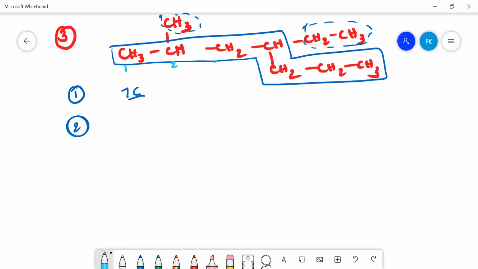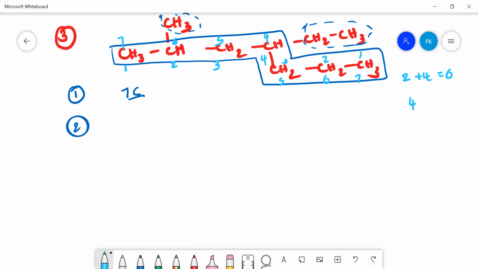1, 2, 3, 4, 5, 6, 7. So in this case, what is the value, students? 2 plus 4, that equals 6. Next, reverse. 1, 2, 3, 4, 5, 6, 7. Now what are the positions, students? Substituent positions.